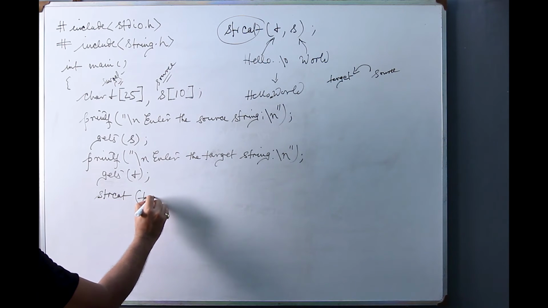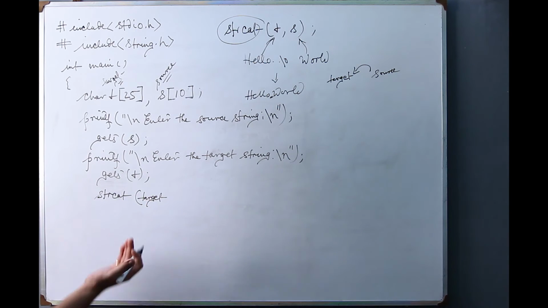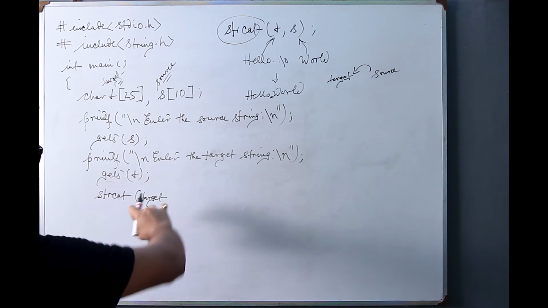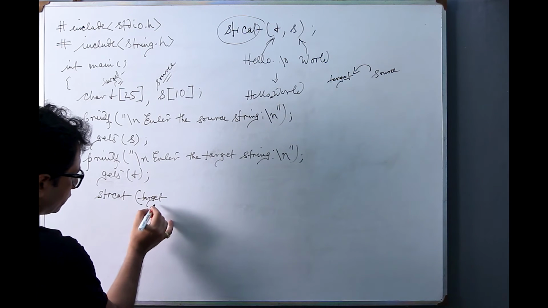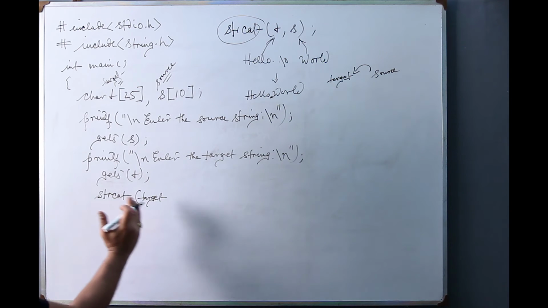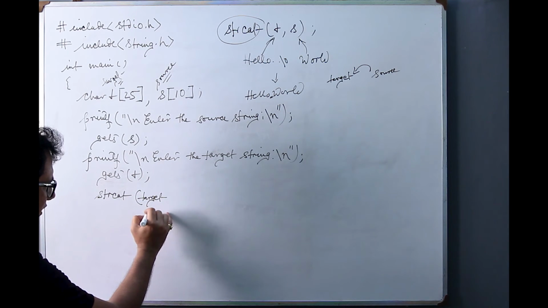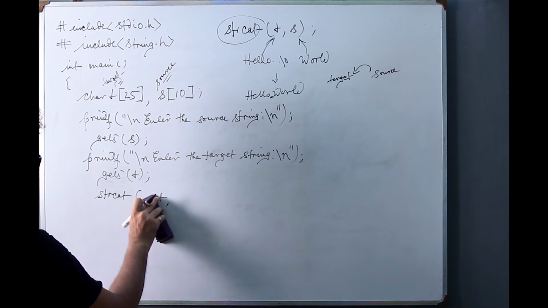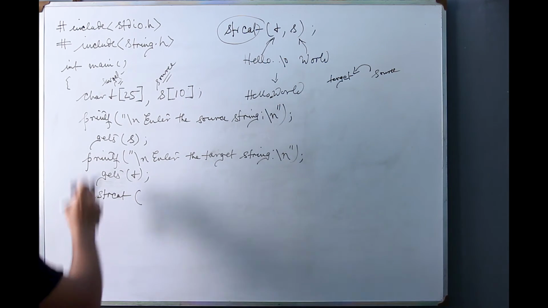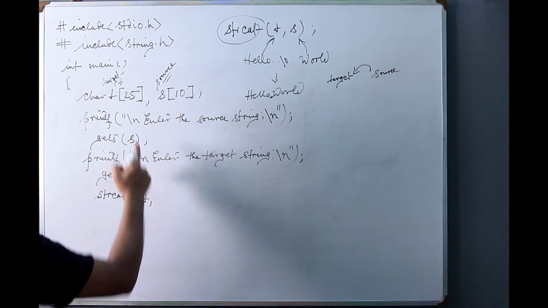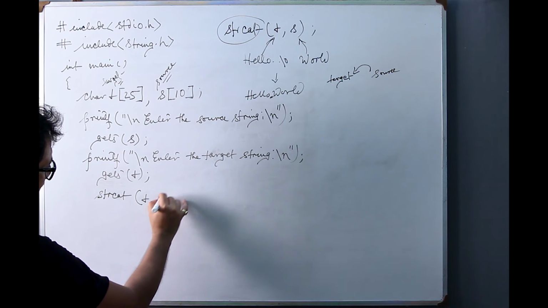The first argument will be the target string, that is, the one to which the string from the source string will be concatenated. The target string is that string to which the source string will be concatenated. So the first argument will always be the target string. I will not write it as target because I have used the identifier T for target. So I will write T, and for source I have taken S.